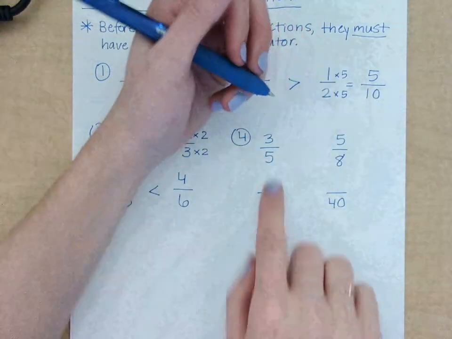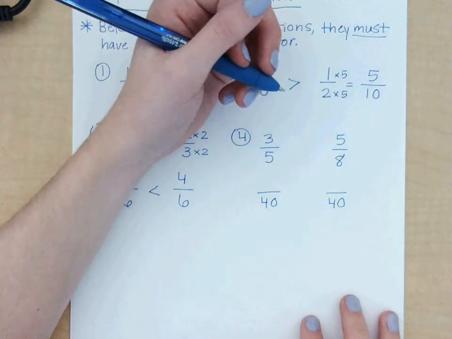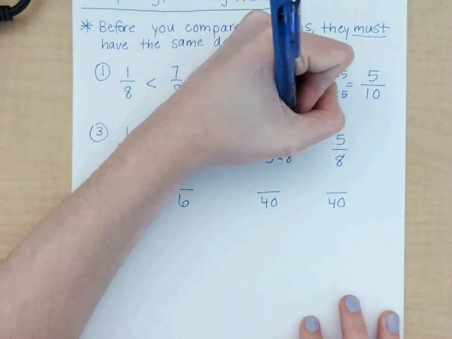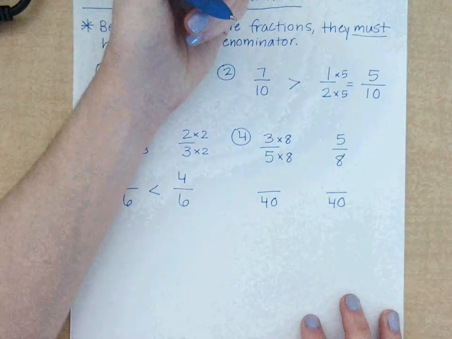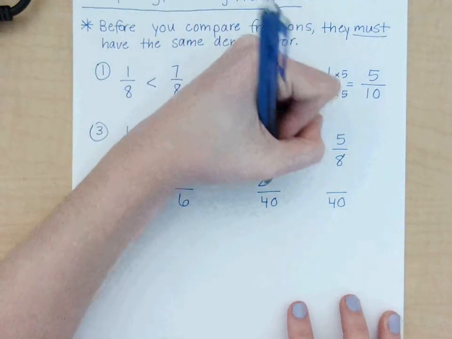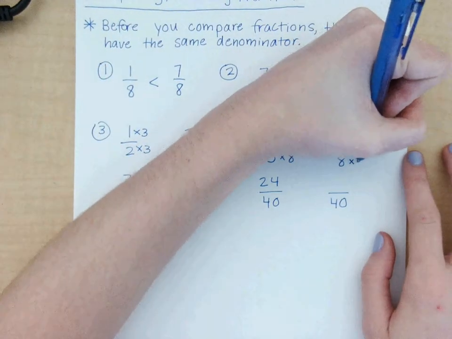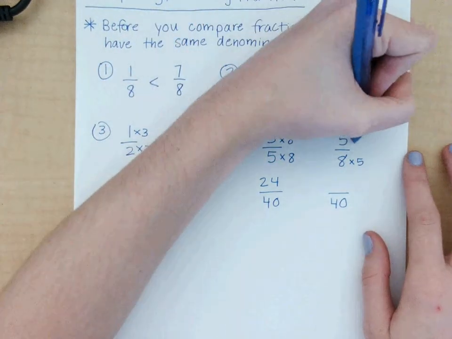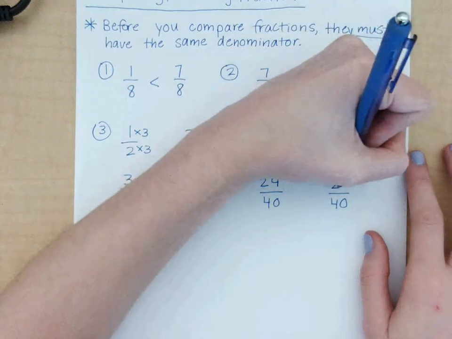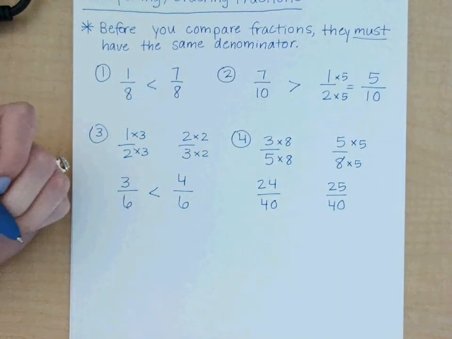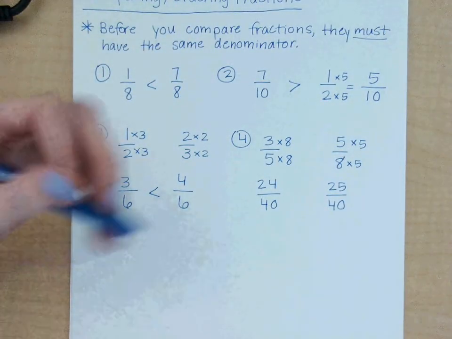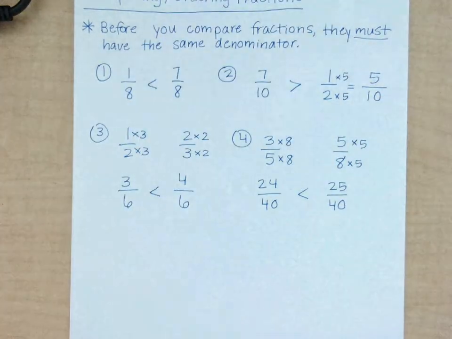So, to go from 5 to 40, what did I do? I multiplied by 8. So 3 times 8 will be 24. How did I go from 8 to 40? I multiplied by 5, so 5 times 5 will be 25. Which one's greater? 25 and 40. Okay?